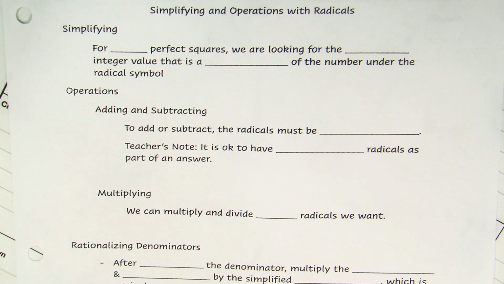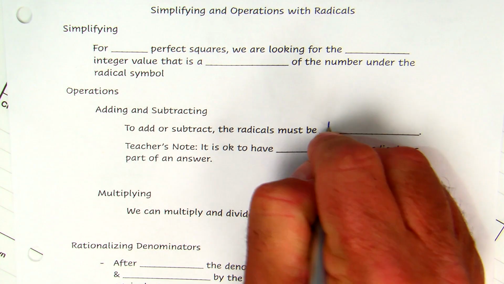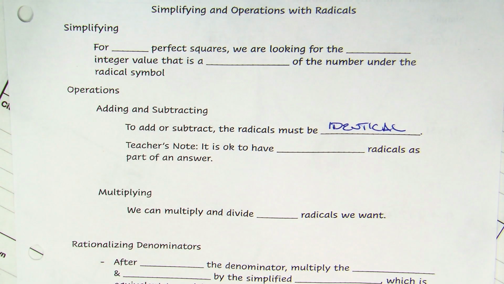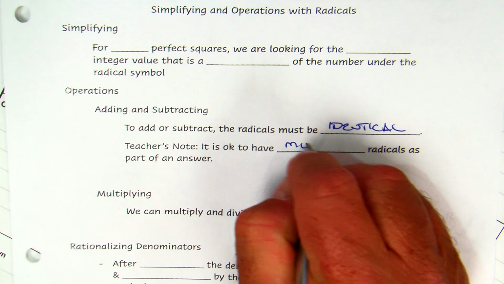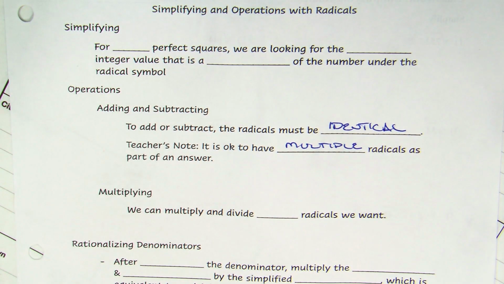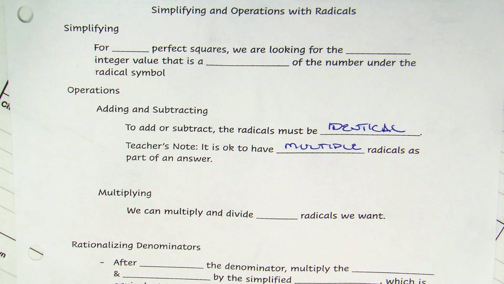Okay, perfect. To add or subtract, the radicals must be identical. Teacher's note, and this is very important, it is okay to have multiple radicals in your answer, which you'll see when we do problem number 2. It's like variables. We can multiply anything we want, but to add and subtract, they must be like terms.